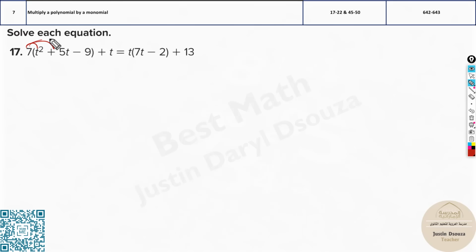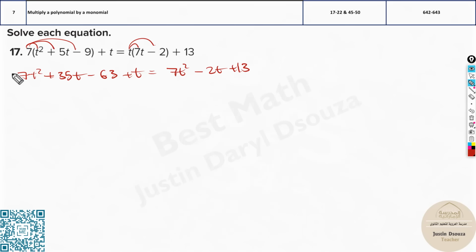Now, since 7 is outside, it is distributive property. You multiply it inside the brackets. It'll be 7t squared plus 35t minus 9 times 7, or 7 times 9 is minus 63, plus t, that is equal to, here brackets are only, this t is multiplied inside the bracket for only these two terms. It'll be 7t squared minus 2t plus 13. You can get everything at one side, or you can just simplify from here.